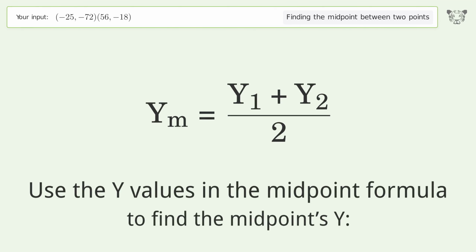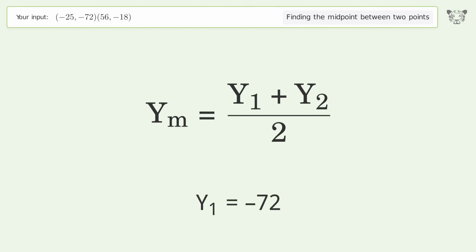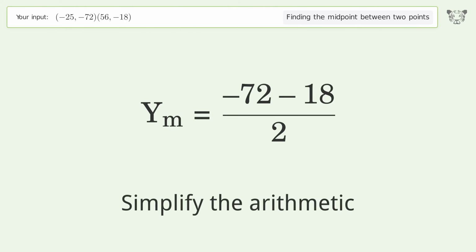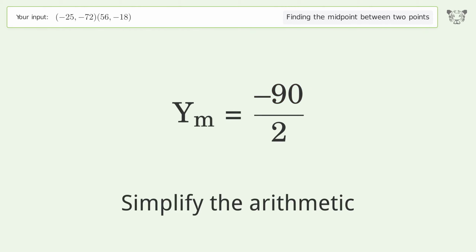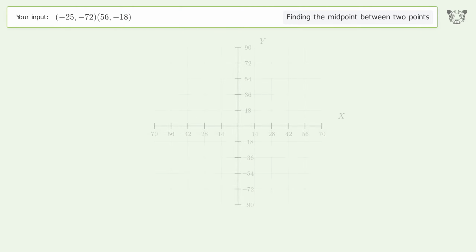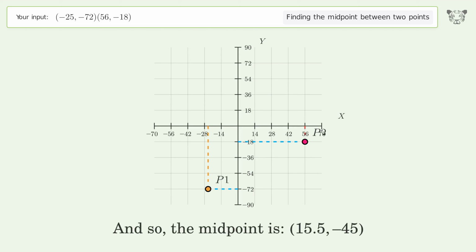Use the y values in the midpoint formula to find the midpoint's y. y1 equals negative 72. y2 equals negative 18. Simplify the arithmetic. And so, the midpoint is 15.5, negative 45.